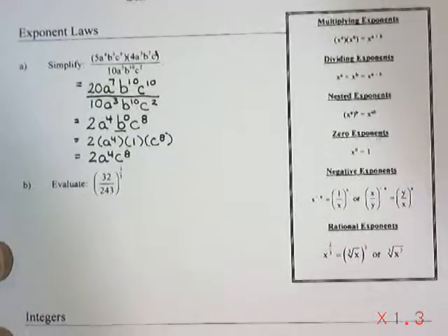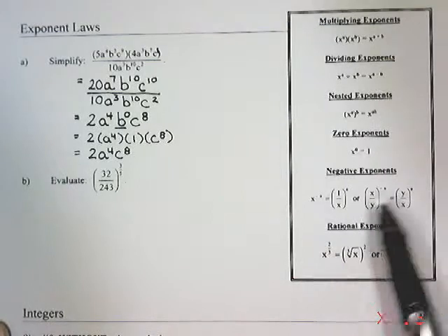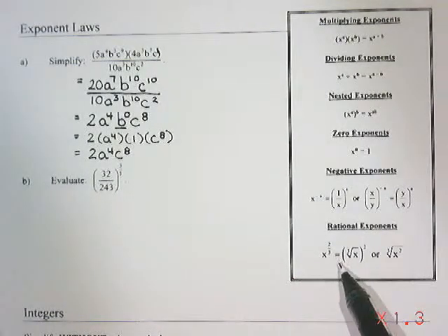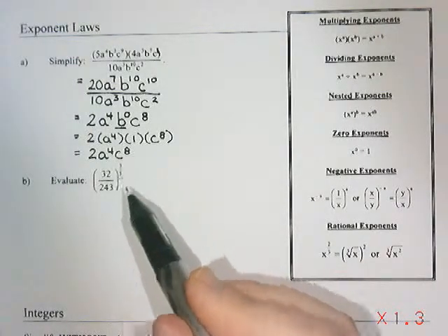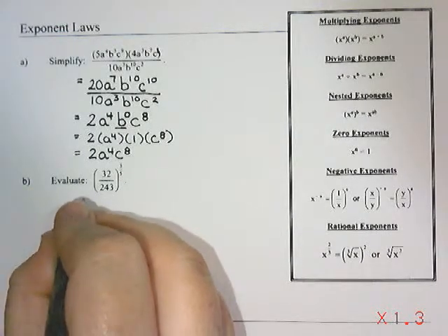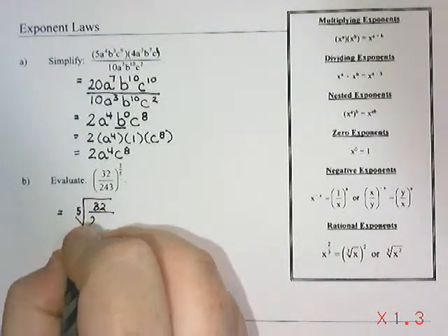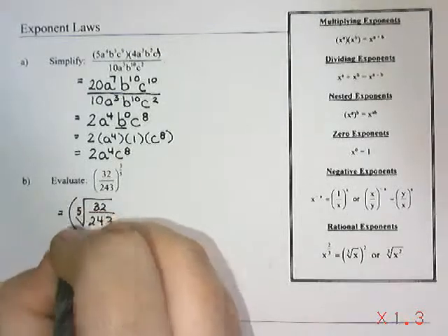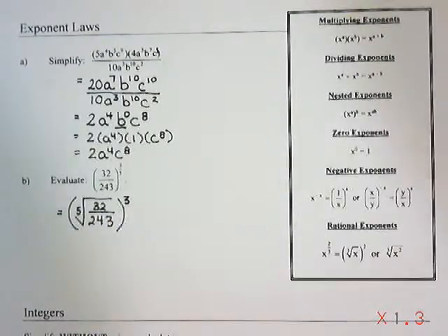All right, the second one is a little bit trickier. It says we want to evaluate 32 over 243 to the power of 3 over 5. So it said in our rules here that a rational exponent makes a root. So the number on the top, the 3, is just going to be a regular exponent, but that 5 is actually going to be a fifth root. So we're going to try to figure out what number to the power of 5 gave me 32 and 243. So I'm going to say that this is the fifth root of 32 over 243 to the power of 3.